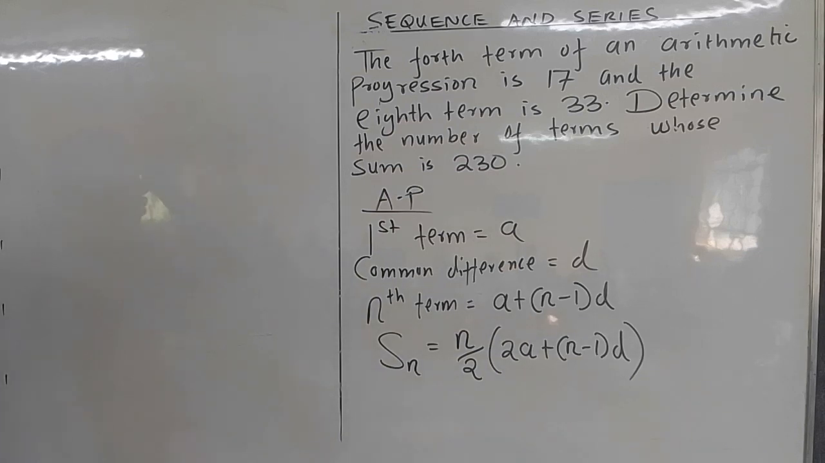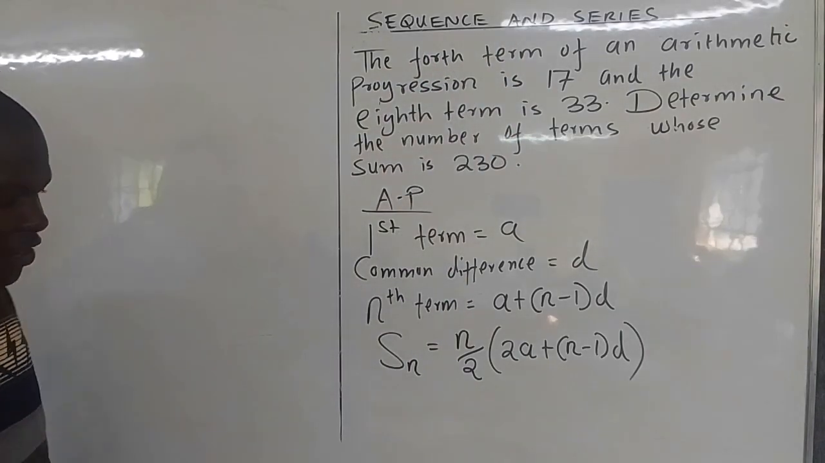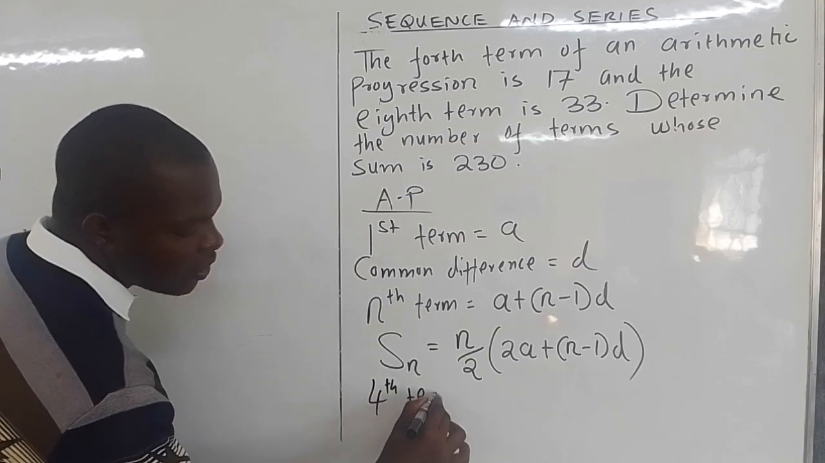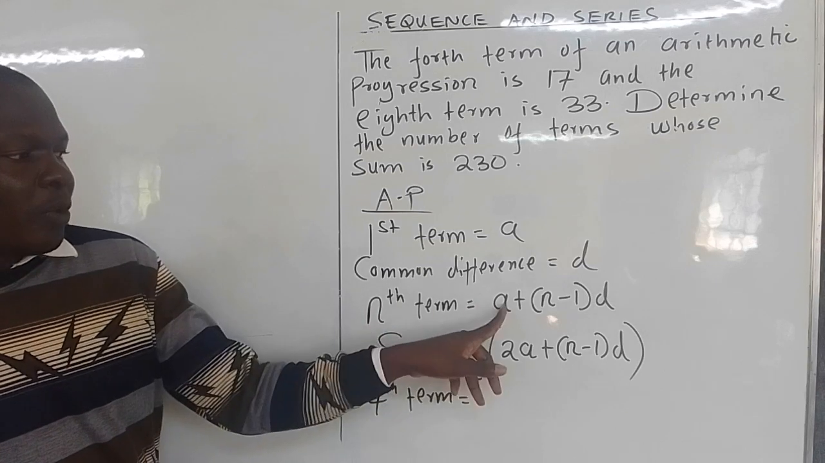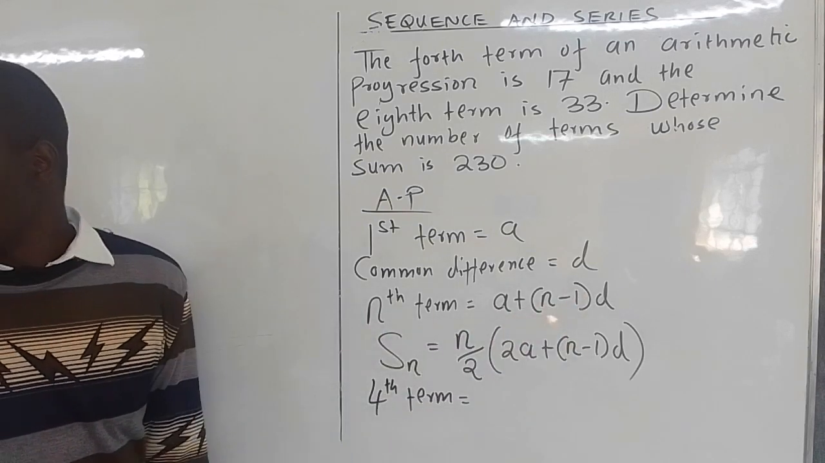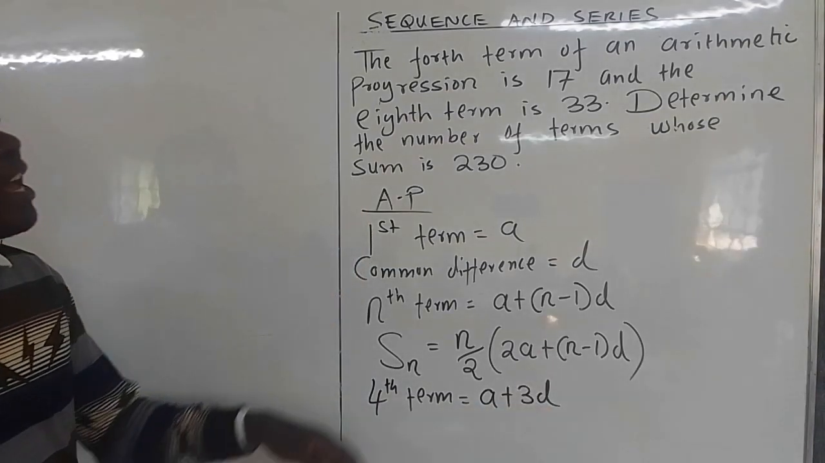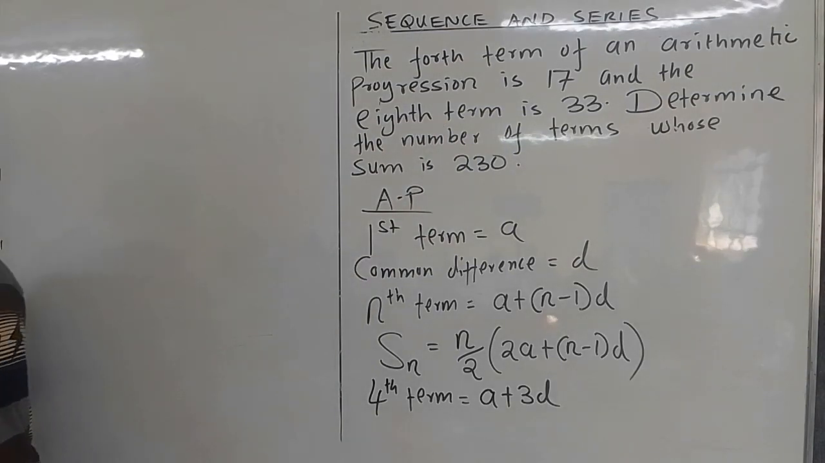After identifying the unknowns, you now start reading the question, and yes, it's the fourth term. So you go and you record the fourth term. So the fourth term, it means where there is n you put 4, isn't it? So fourth term will be A plus (4 minus 1) D, which is A plus 3D. Then, which other term are they talking about? The eighth term.